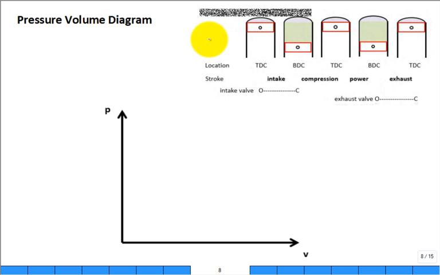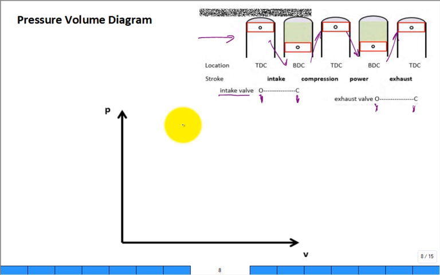Well, once you have the location of the piston going from top to bottom to top to bottom to top again, and you know the strokes, this is the intake stroke, then you have the compression stroke, then the power stroke, then the exhaust stroke, and you have a good idea of when the valves are open. It opens, it closes, it opens and closes. Then we can draw out a good PV diagram.